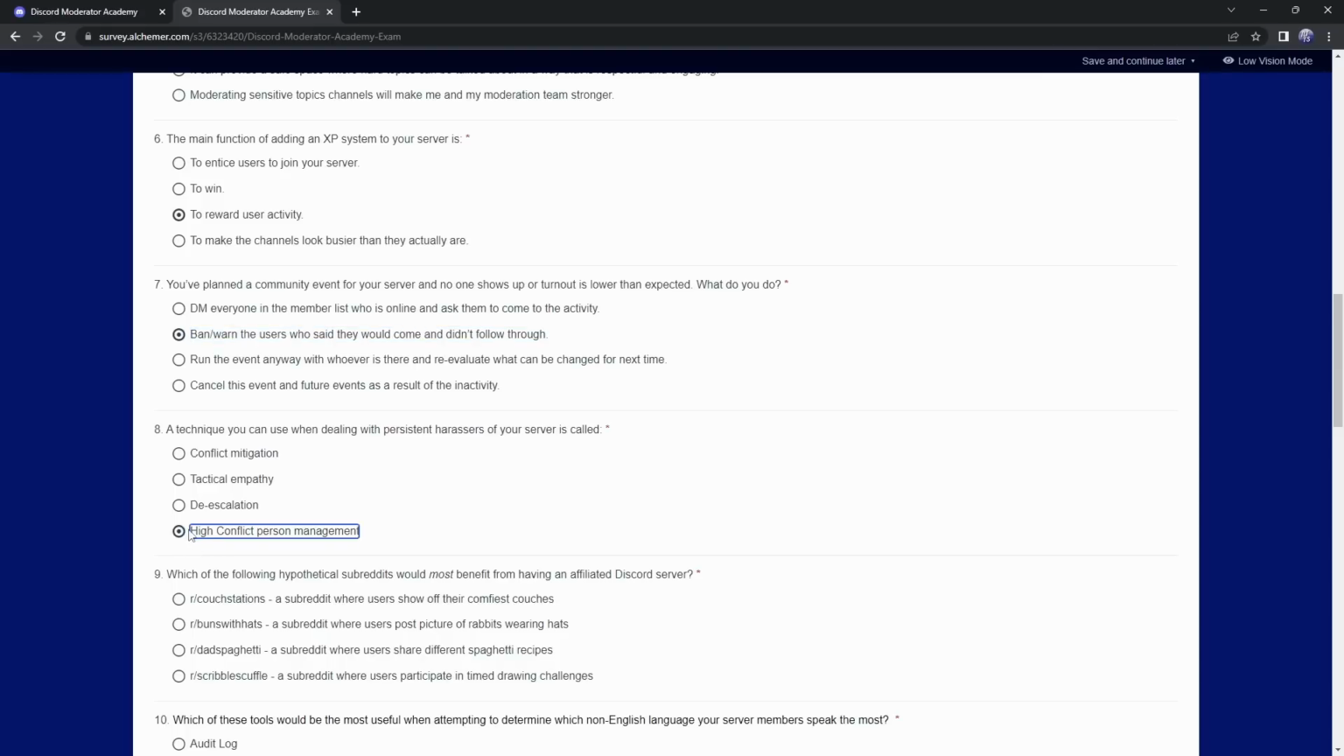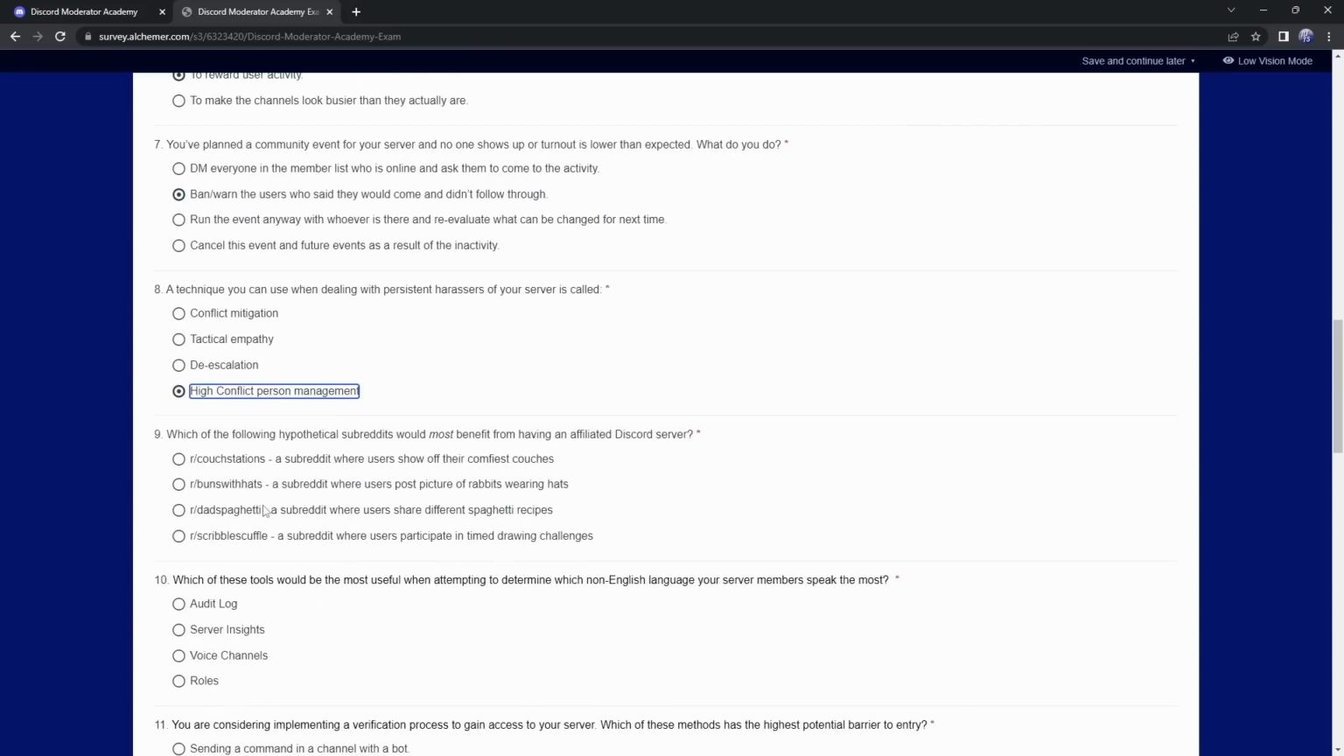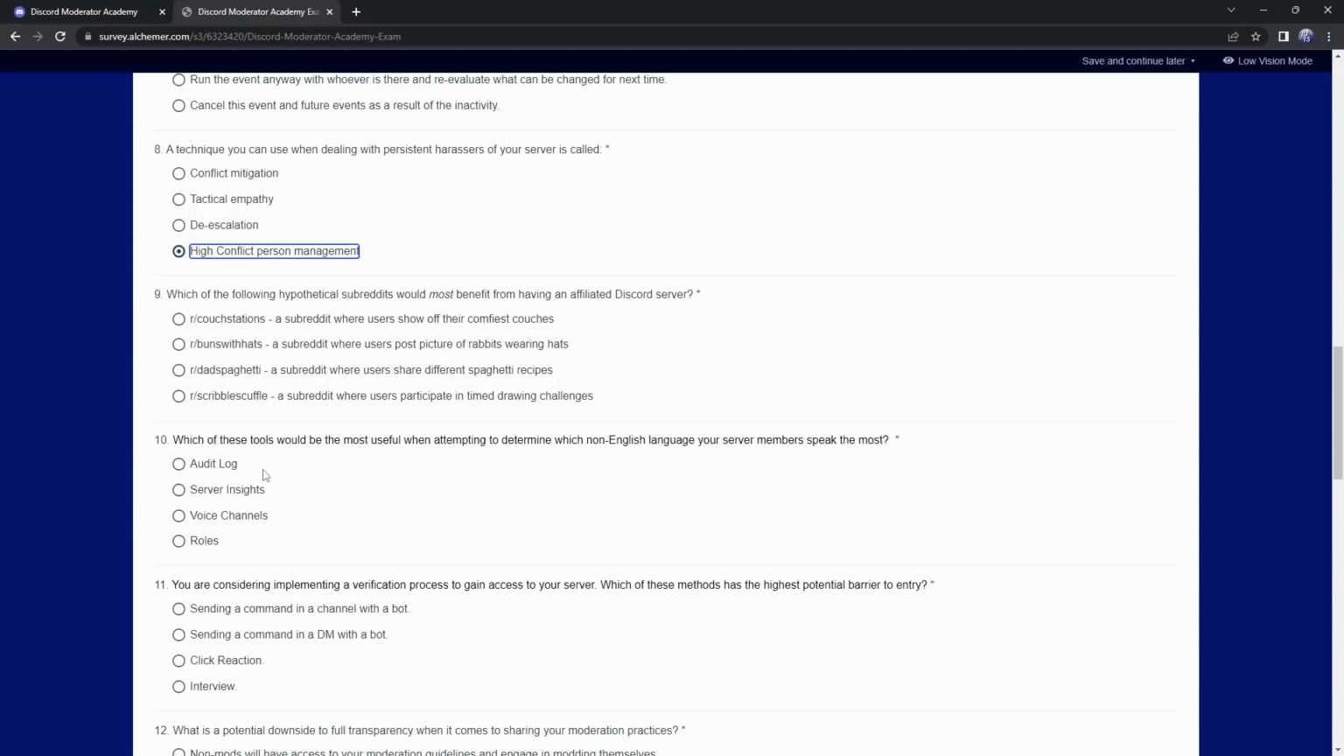Number 8, just look for business words, high conflict person management. Which of the following subreddits? I believe Reddit, it doesn't exist. It's a fake thing that's set up by the government to try and track people for their cringe. So I'm leaving it blank.